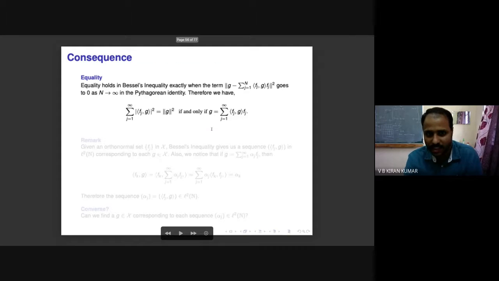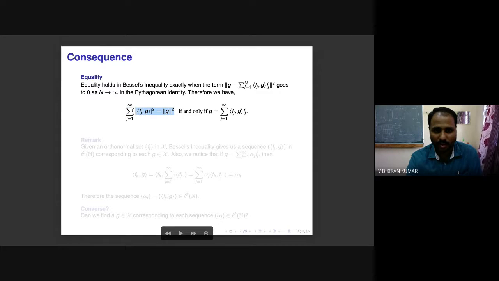Or in other words, equality happens exactly when this quantity goes to 0 as n tends to infinity. So in this identity, this happens exactly when this is equal to this. I mean, equality holds means this, right? That happens exactly when this goes to this. That means g equals this. So do you agree with that? Equality holds if and only if this goes to 0 as n tends to infinity.